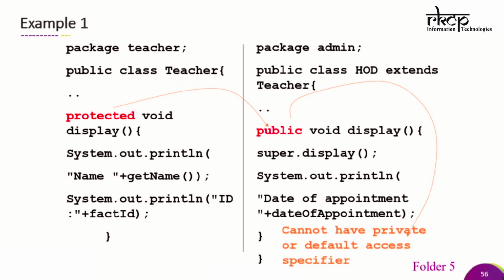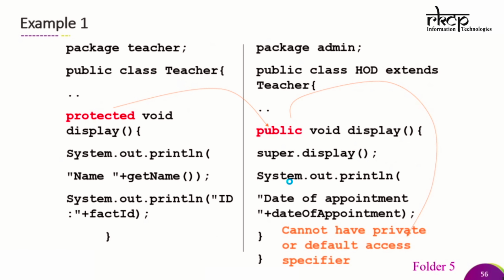The question is, why? If the display method automatically comes from the teacher class, why does HOD want to write display again? Because HOD wants to change the body of the display method. HOD wants a different body, different logic. HOD doesn't want the same display logic that is available in the teacher class. So if you want to change the logic of the method, then yes, you can override, and after that you get a different result.